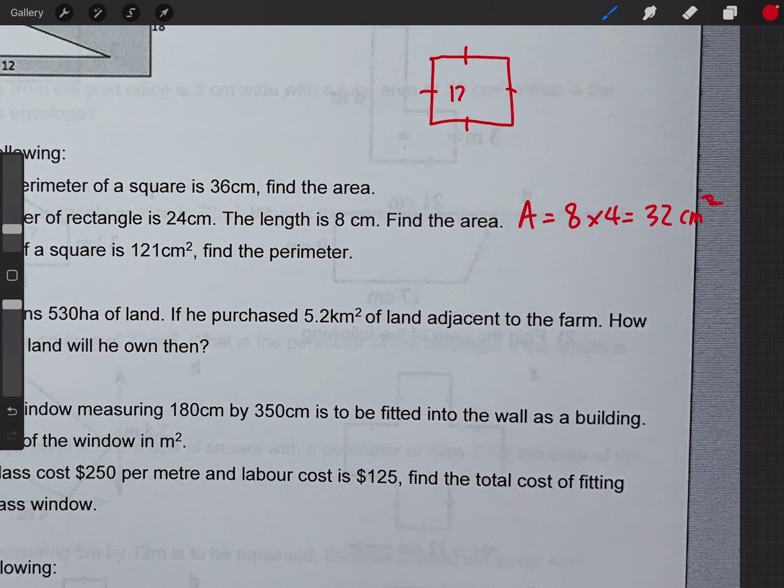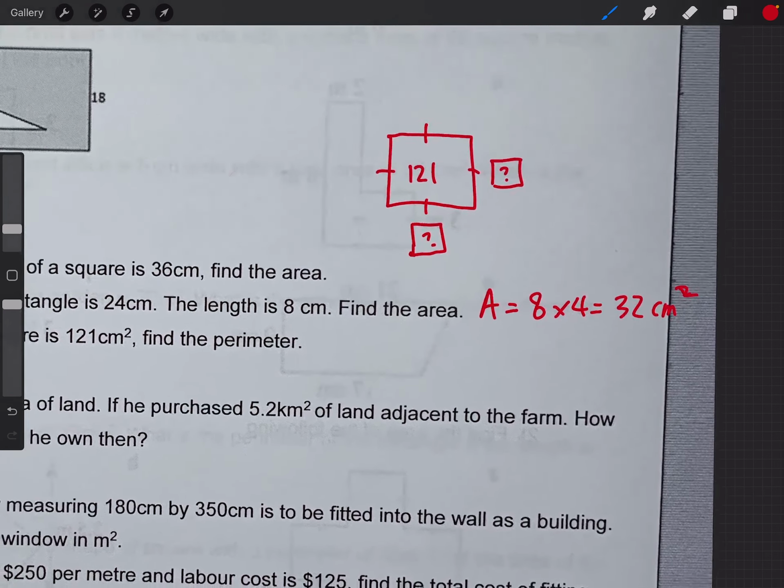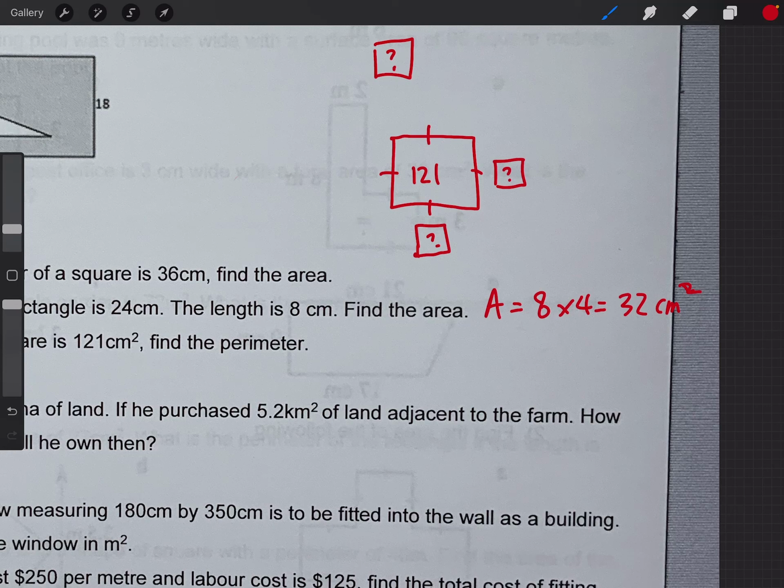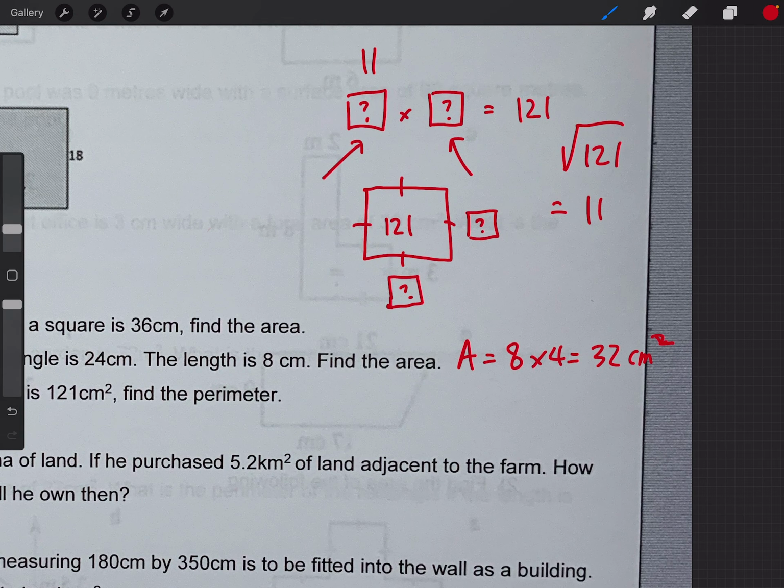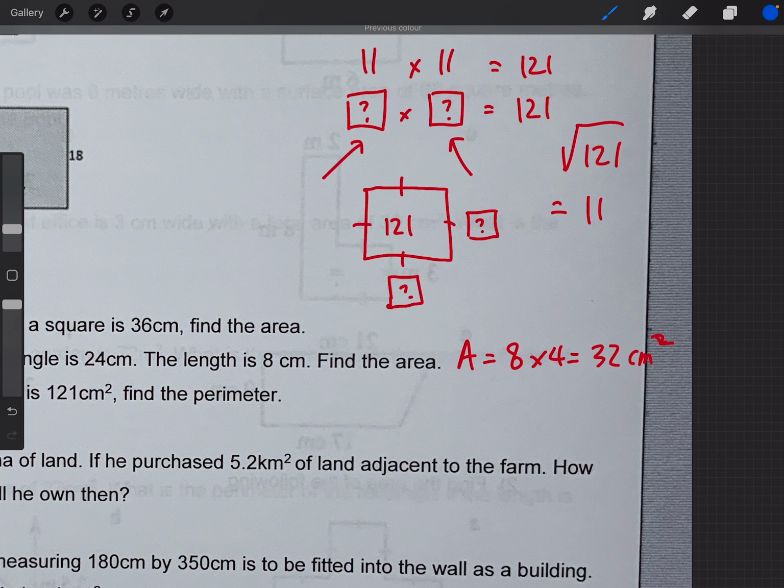Okay, it's 121 centimeters. Now to find the area of the square, we must multiply the side. We don't know how long the side is. So to find the area of a square, we just do side times side, and that gives us 121. So to find the length of each side, these both say the same numbers because it's a square. We just do the square root of 121, which gives us 11, because 11 times 11 will give you 121. So that means that each side length here must be 11.